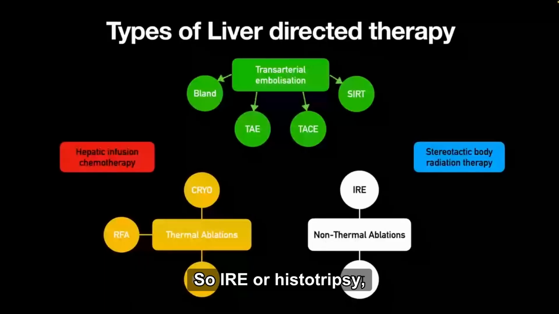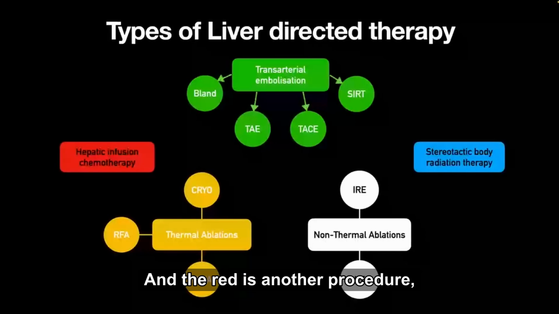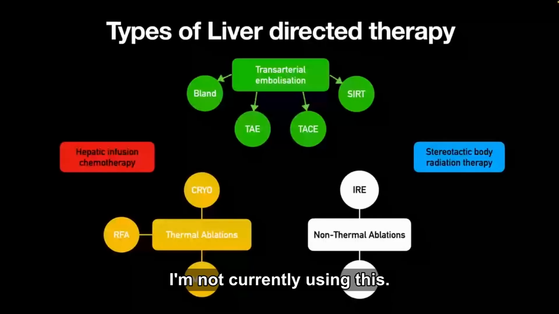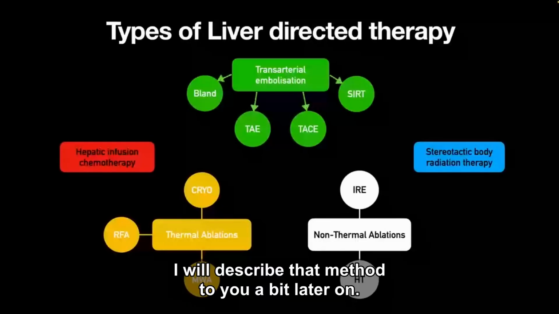So IRE or histotripsy, which I will explain to you a bit later on. And the red is another procedure, which is a very specialized procedure. It's only done by three or four centers in the UK. I'm not currently using this, so it's essentially infusing the liver with a very high concentration of chemotherapy. I will describe that method to you a bit later on.